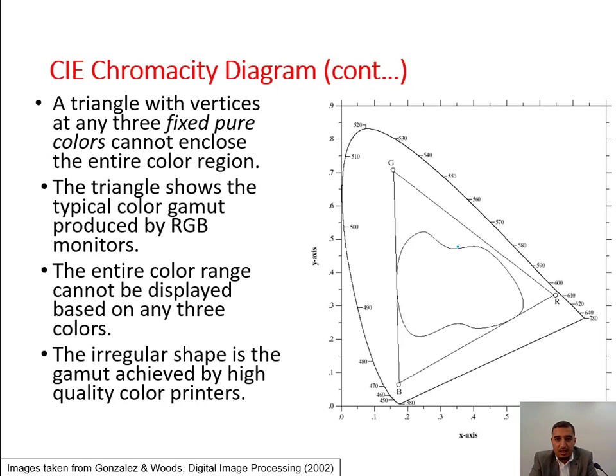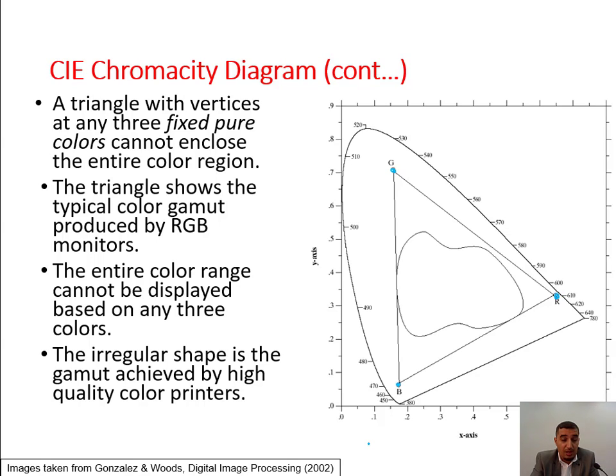Now this is the diagram, but now it's without the colors. So here you can see our green, red, here is our green, and here is our blue. A triangle with vertices at the fixed pure colors cannot enclose the entire color region. The triangle shows the color gamut produced by RGB monitors; the entire color range cannot be displayed based on the three colors.